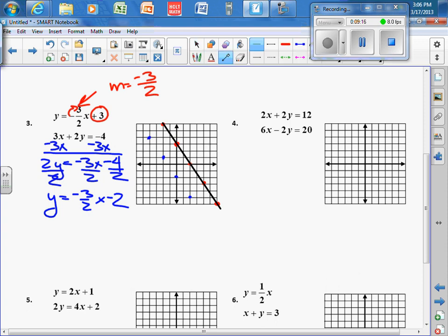And where do these 2 lines intersect? That's right, they don't. These lines are parallel, so there is no solution. There is no point in common.